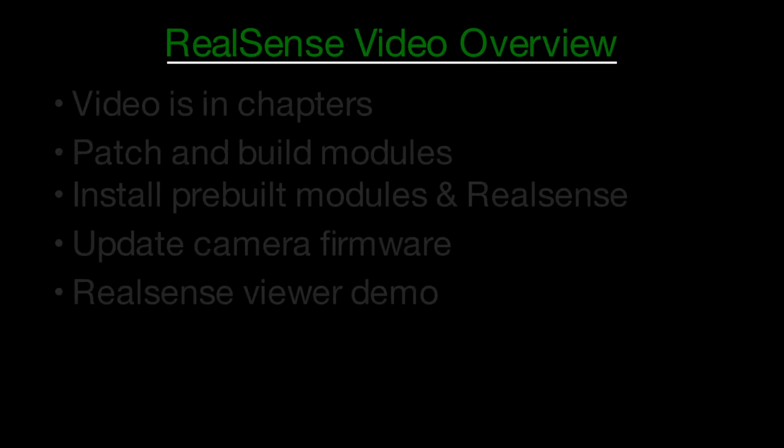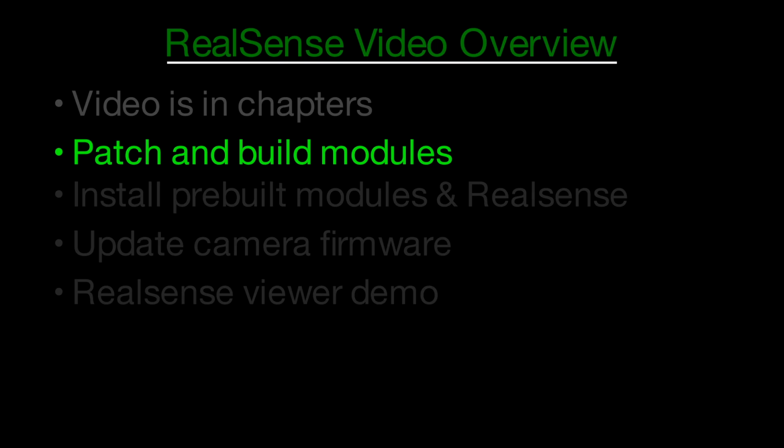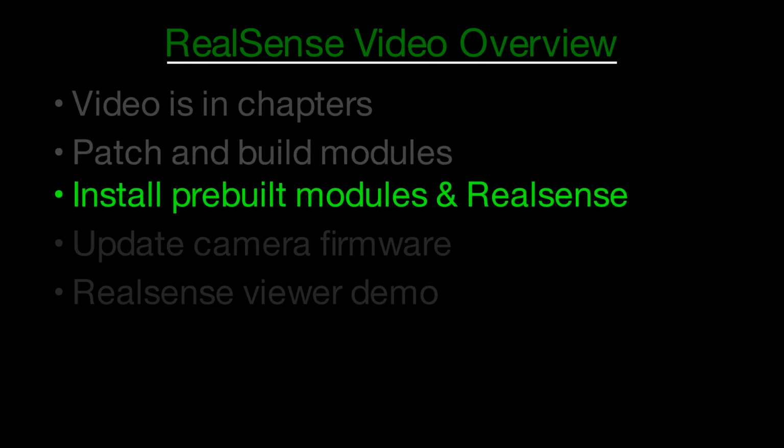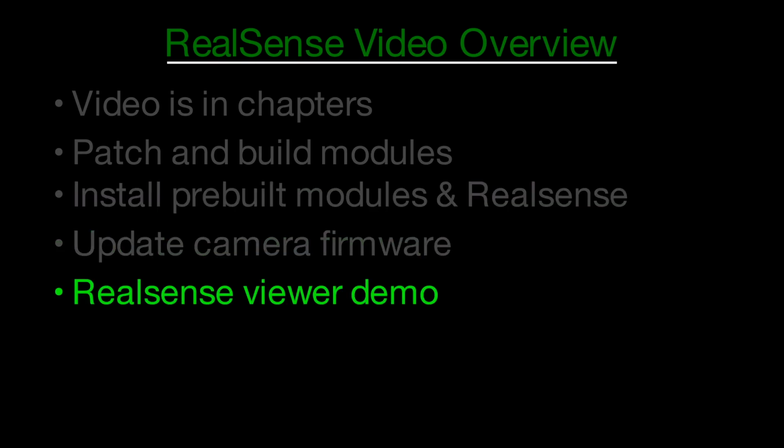The video is divided into chapters. You can skip ahead if you're only interested in installing the pre-built solution. For completeness, we go over how to patch the modules and build them. Then we go over the installation using pre-built modules. Next, we update the camera firmware. Finally, we have a quick demo using the RealSense Viewer to make sure everything is working.